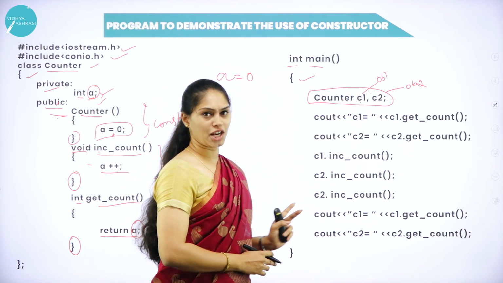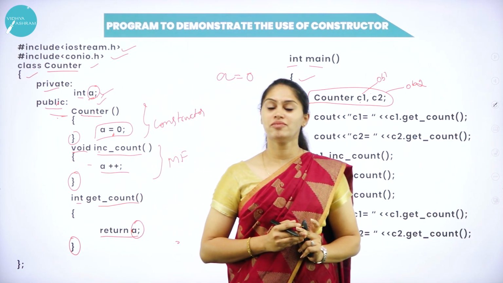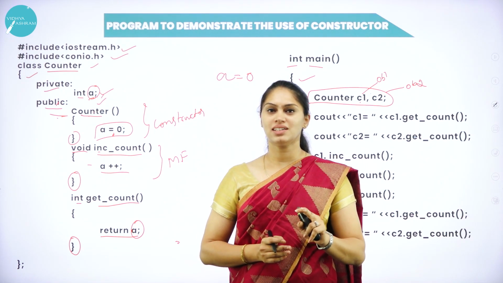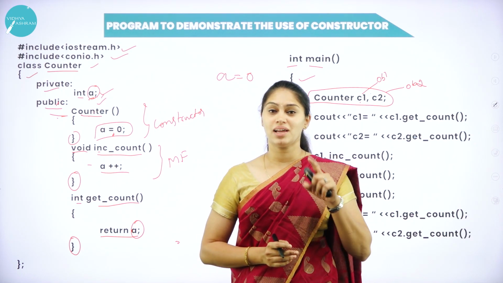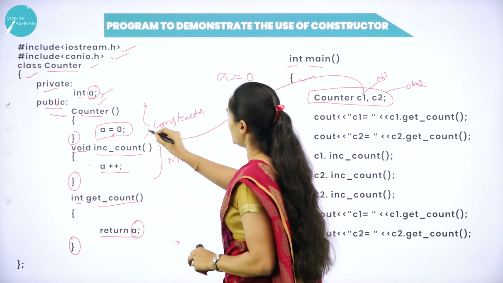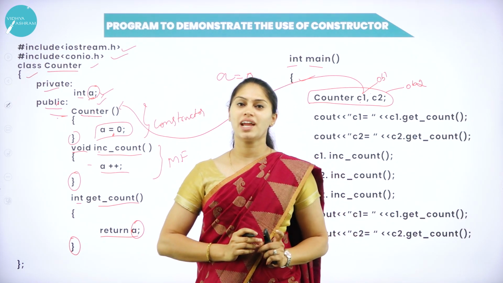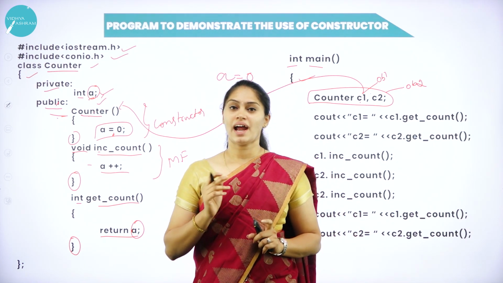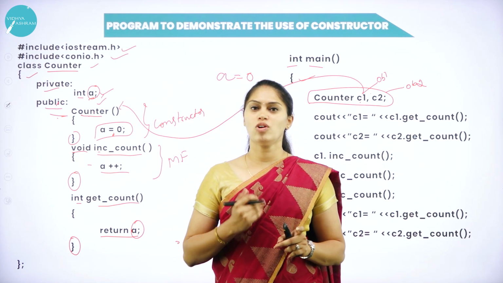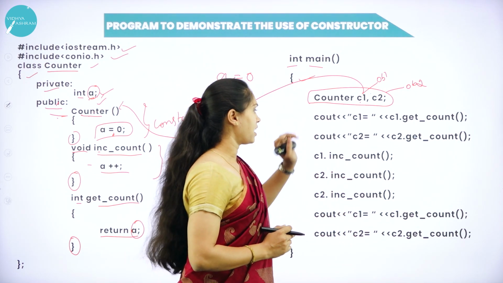So when will the constructor be called? When I declare an object of a class, at that time the constructor will be called automatically. When I am creating C1, the control moves to this constructor function. So when I create an object for a particular class, the constructor is invoked automatically. There is no need to call a separate function. That is nothing but a constructor.